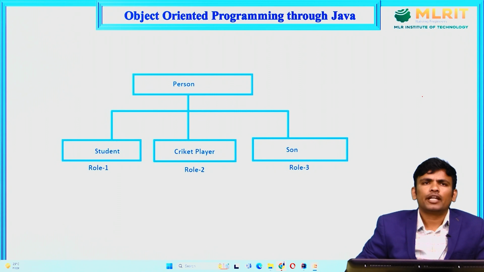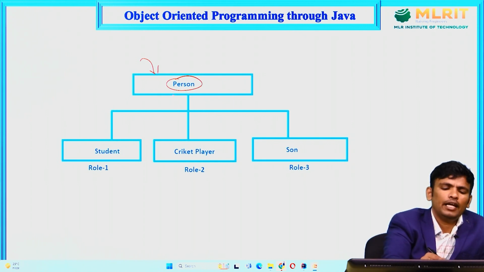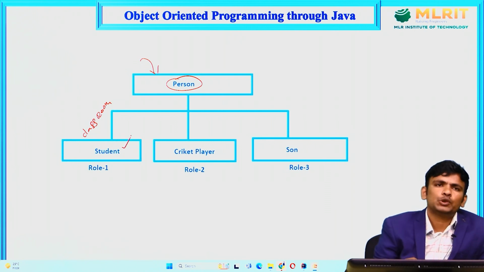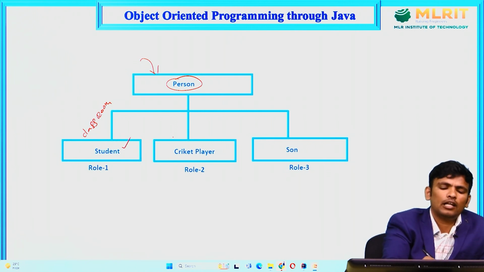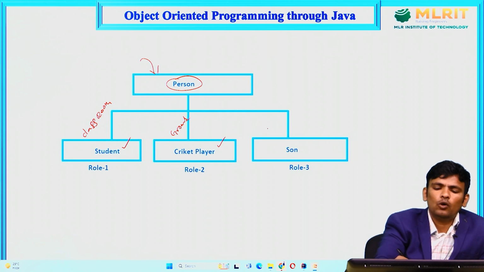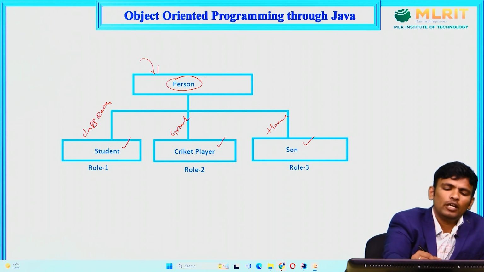Now, suppose you take a general example, like a person. The person is one, and when he enters into the classroom, he will act like a student. When he enters into the cricket ground, he will act like a cricket player, and when he enters into the home, he will act like a son. So, the person is only one and his roles change depending on the situation.